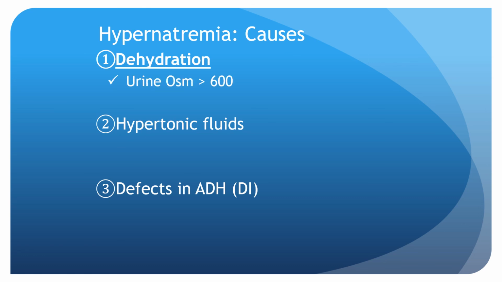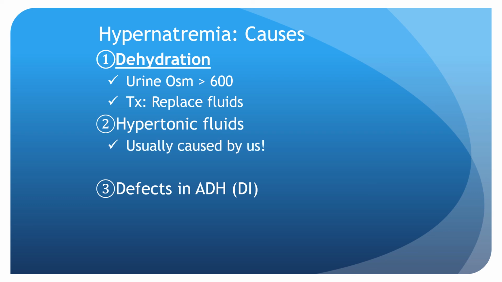For dehydration, usually you'll see a urine osmolality very high, usually over 600, and the treatment is to replace the fluid deficit. Now, if hypertonic fluids is the cause, it's usually us. We've given the patient too much fluid. However, another cause is excess salt intake. For instance, parents that are abusing their children by making them eat excessive salt as a punishment. I've personally seen that in the ER. Other people just excessively love salt. I know my daughter loves salt, but we constantly have to take it away from her.